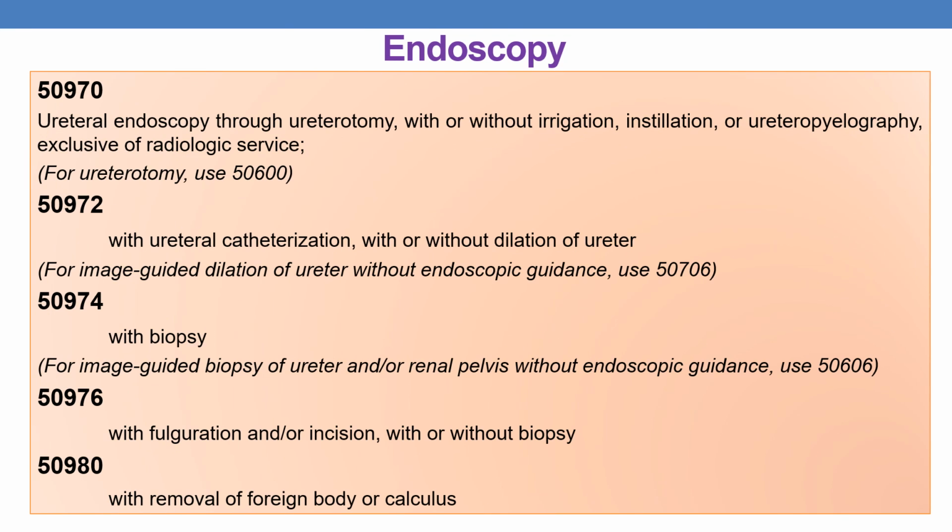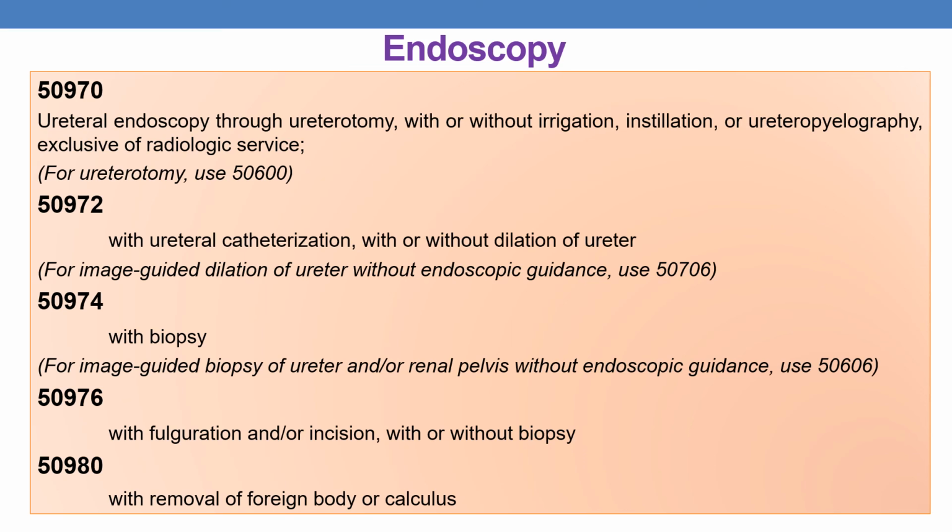And the next section, that is 50970, deals with ureterotomy. It is not established. Here ureterotomy is being performed. The first CPT is 50970. Ureteral endoscopy through ureterotomy with or without irrigation, instillation or ureteropyelography exclusive of radiological service. The next is 50972. Ureteral endoscopy through ureterotomy with ureteral catheterization with or without dilation of ureter.